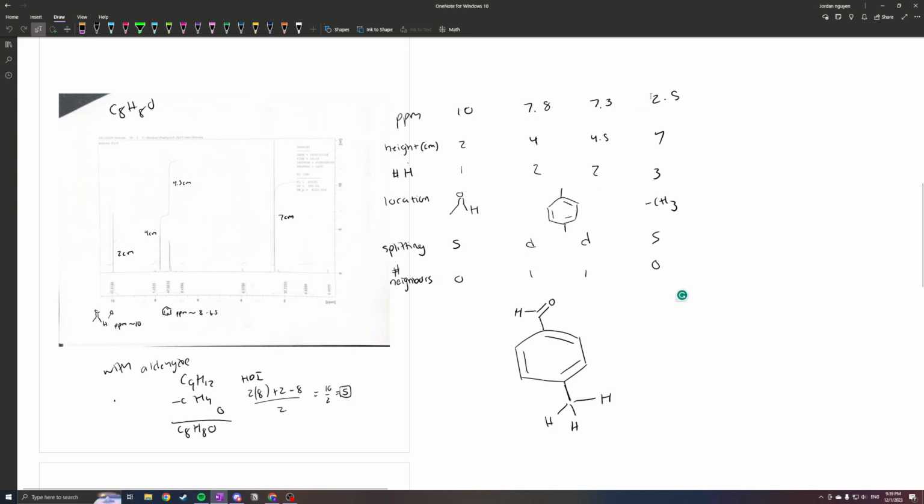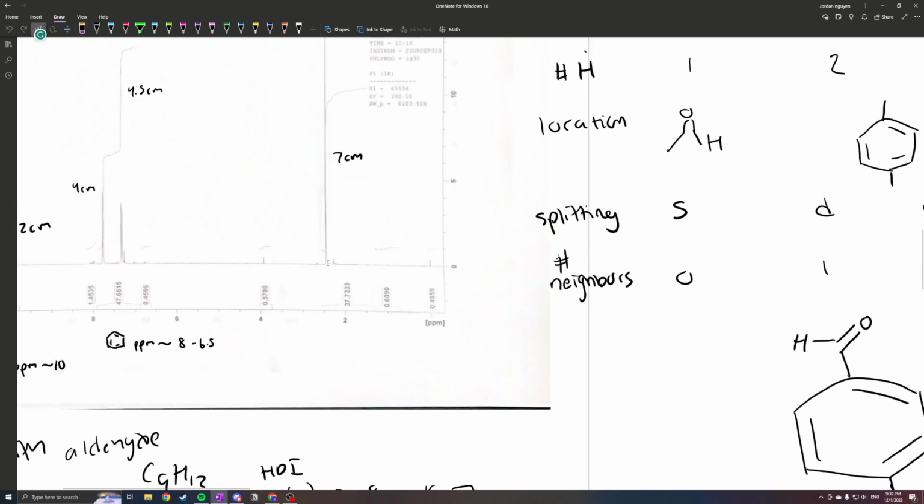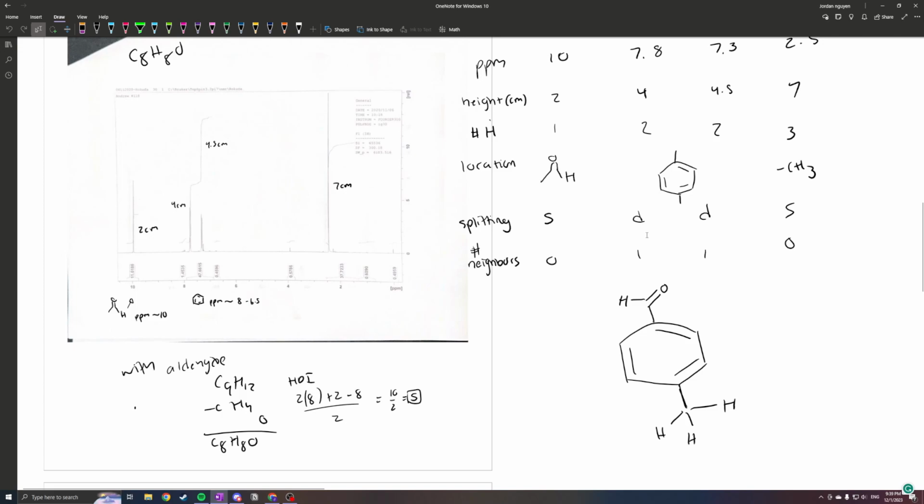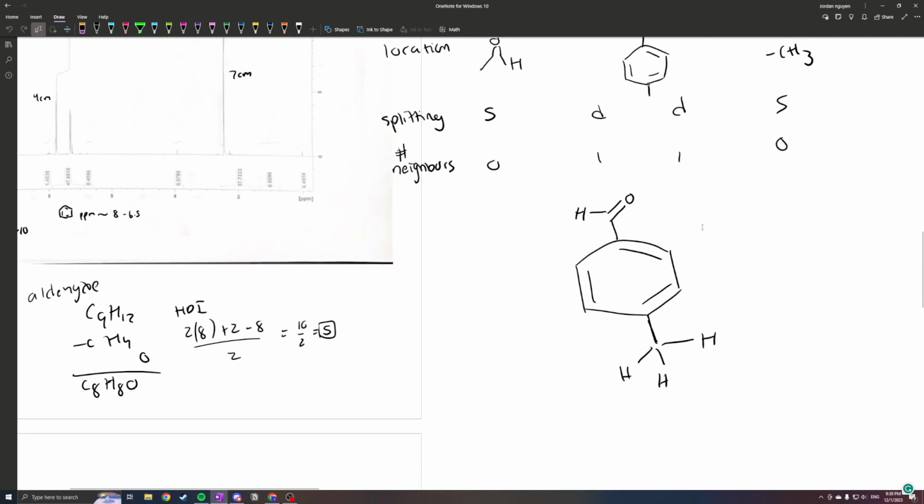And then for the peak at 2.5 ppm, I just put a CH3 because it has 3 hydrogens, and it's a singlet also. As you look closely, it's kind of hard to see, but it's a singlet, so the number of neighbors would be 0. So I knew that was a para aromatic ring. Then there's the aldehyde and CH3, so I just added them to get this structure, which is 4-methylbenzaldehyde. And then I checked it with the formula, which was C8H8O, to make sure that everything matched up.